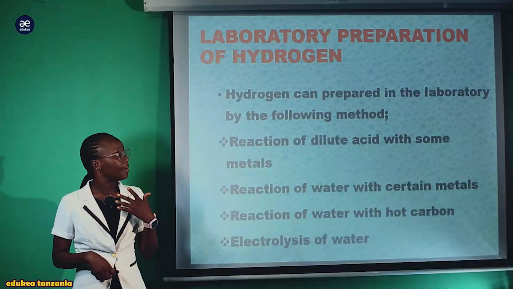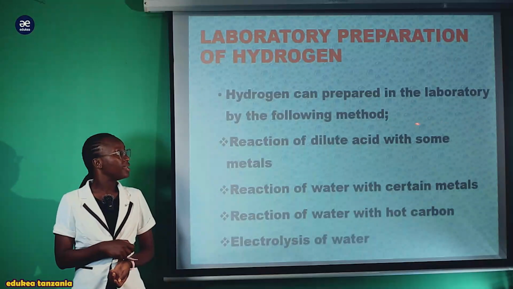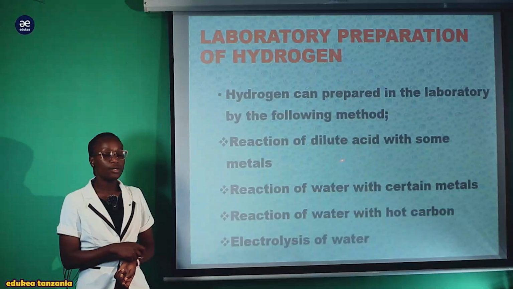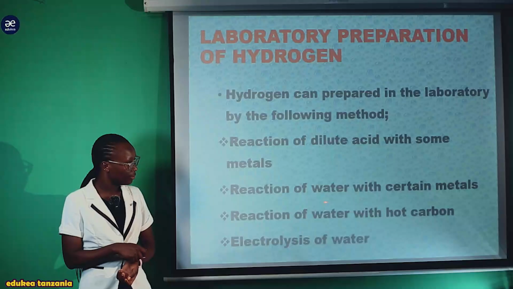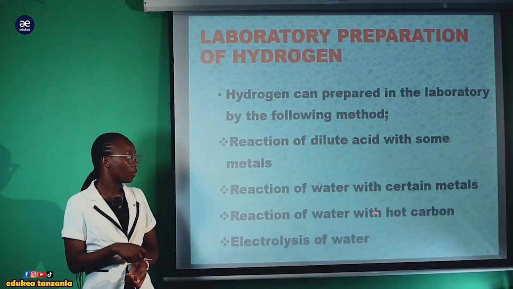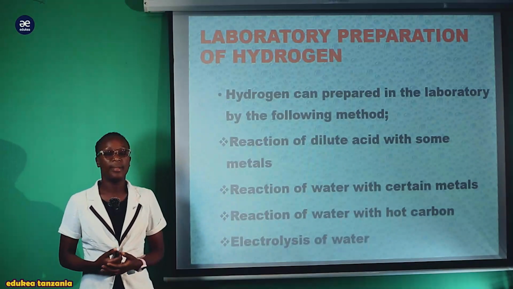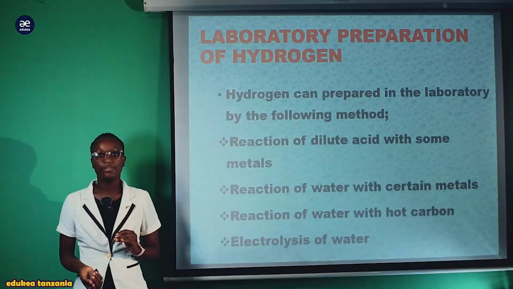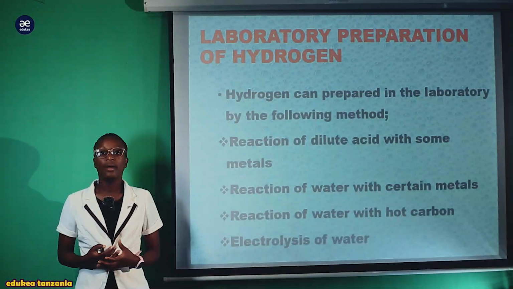Next, the laboratory preparation of hydrogen. Hydrogen can be prepared in the laboratory by the following methods: the reaction of dilute acid with some metals, the reaction of water with certain metals, the reaction of water with hot carbon, and also the electrolysis of water. The common method, which is most useful in our laboratory, is the reaction of dilute acid with metals.